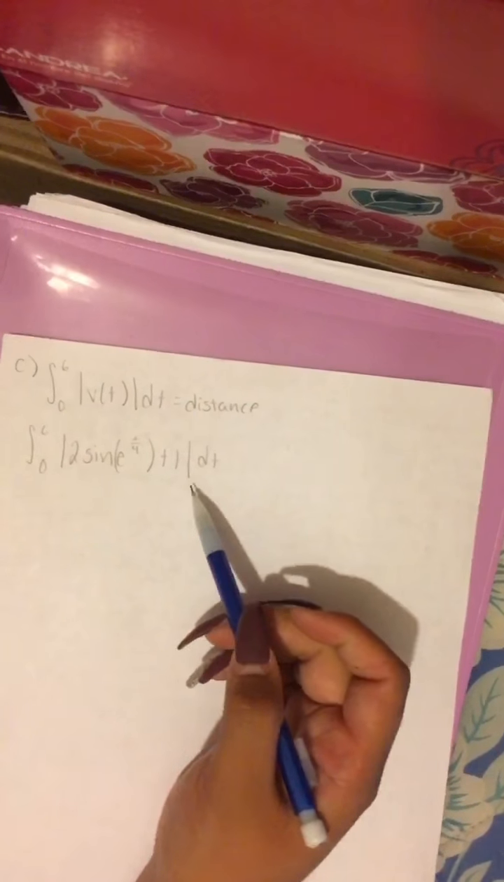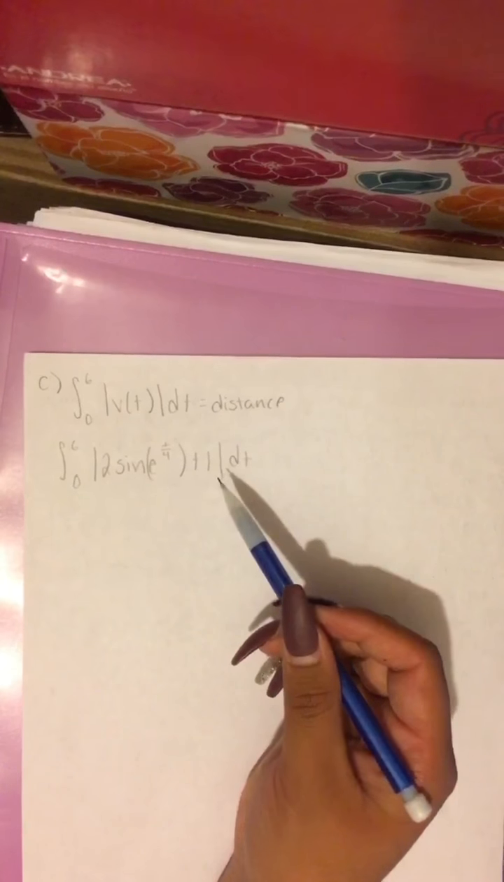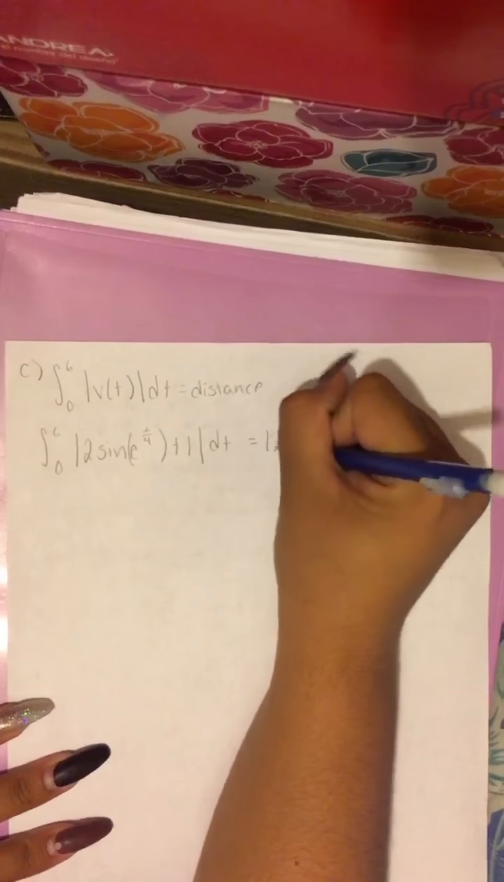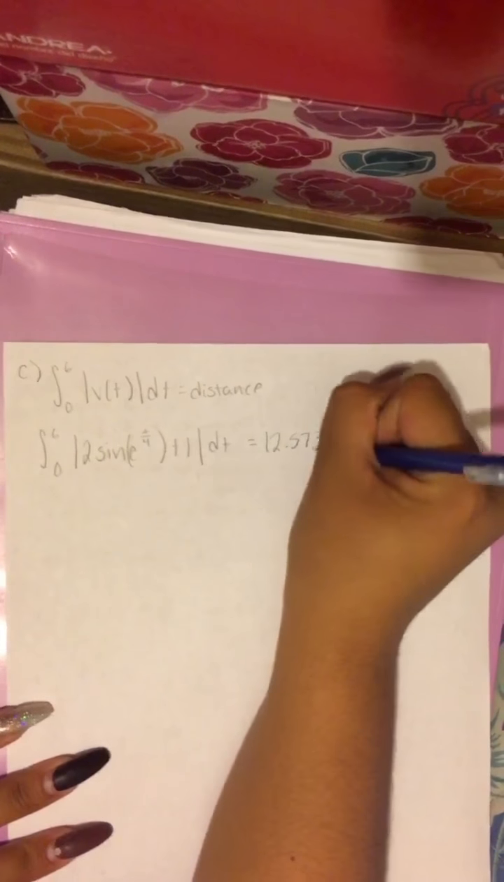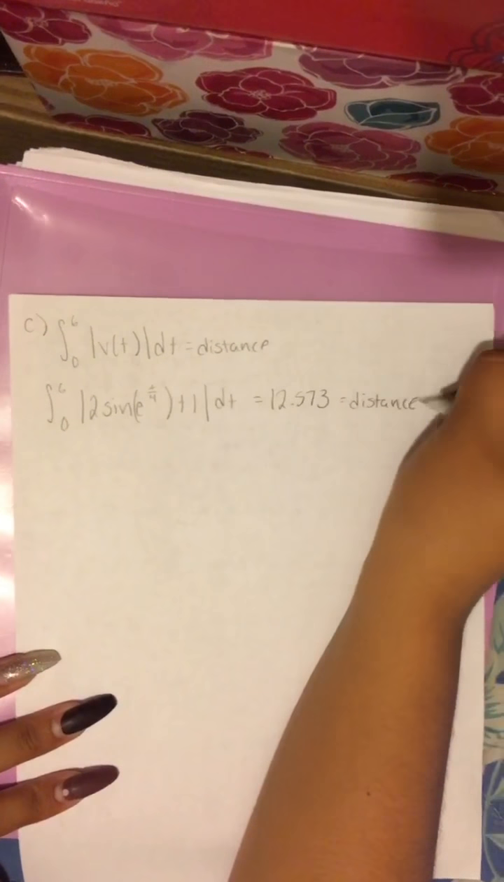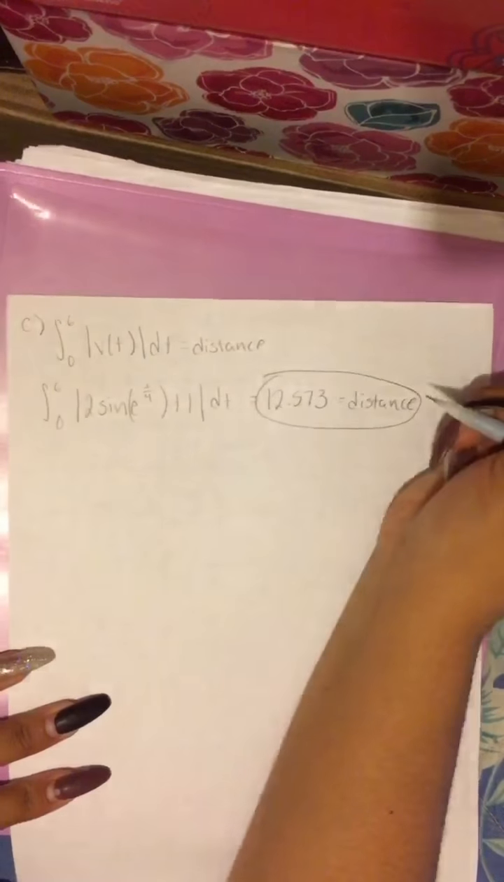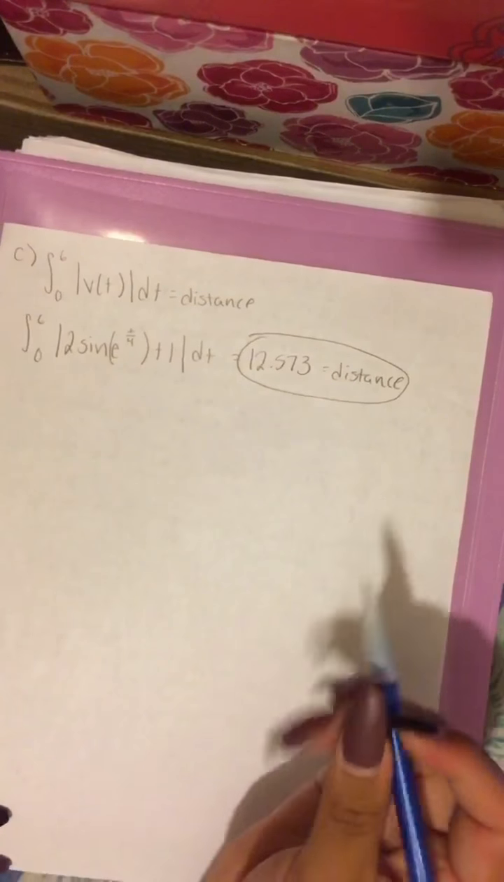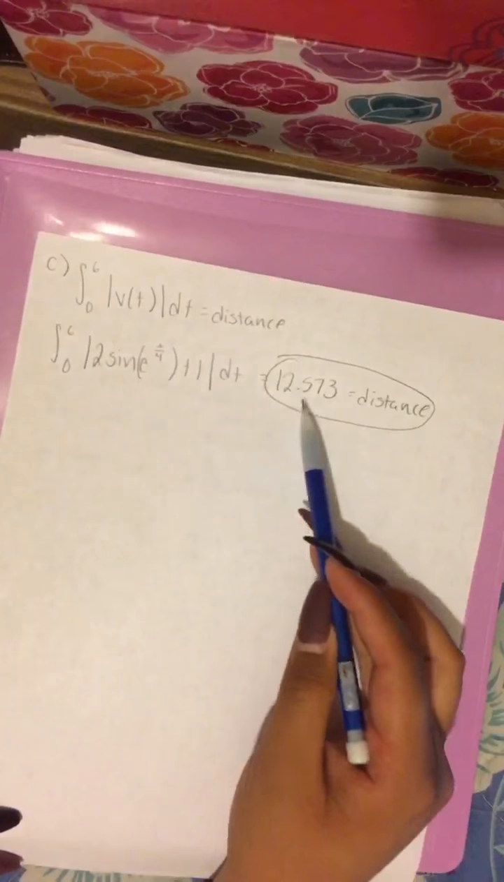Once you plug that in, since it's a calculator problem, we just need to use the calculator, and what we get is 12.573, which equals our distance. Since I don't have a calculator and I already did the work before, I can't really show it, but once you plug this in, it will become this.